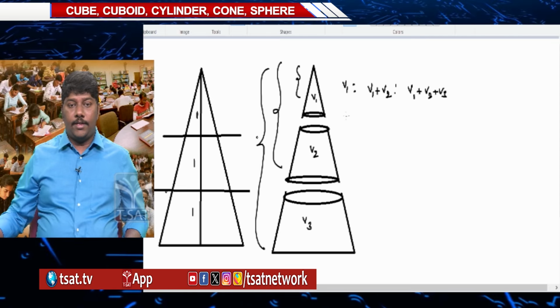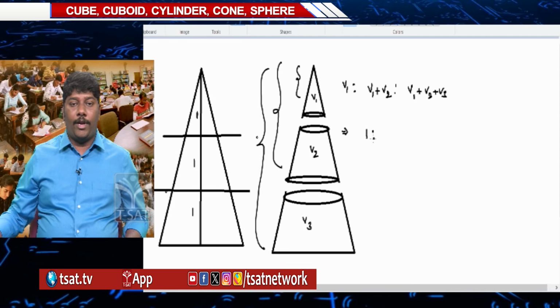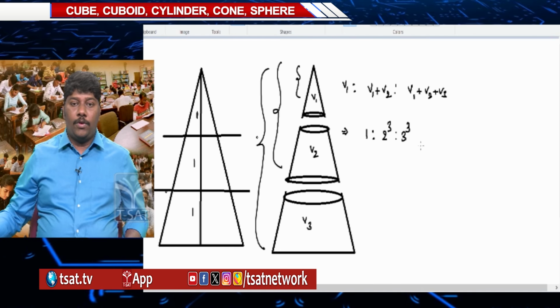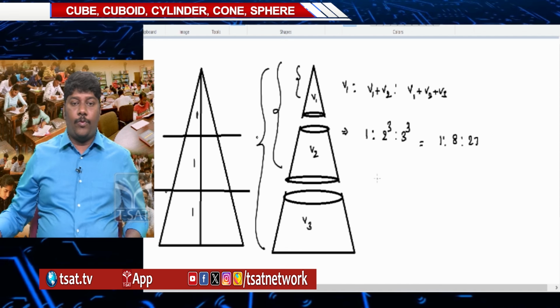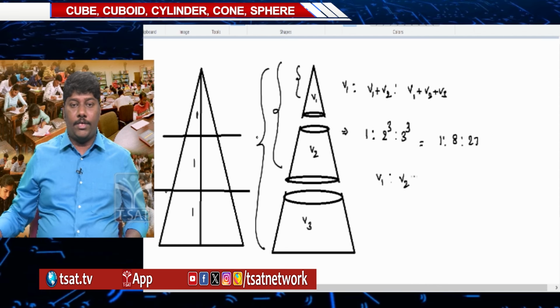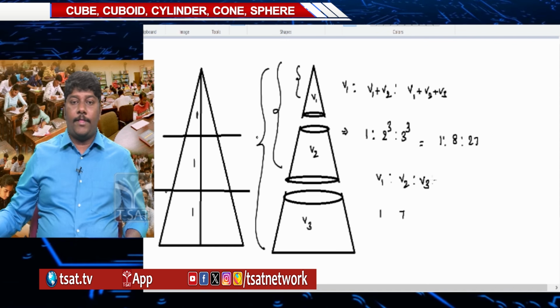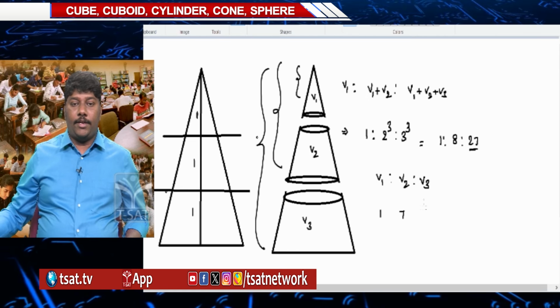We know sides are in the ratio 1:2:3, therefore volumes are in the ratio 1 cube is to 2 cube is to 3 cube, which is 1:8:27. If V1 is 1, then what is V2? Then what is V3? If V1 is 1, V2 is 7, then V3 is, out of this 27 you subtract 8, it will be 19.